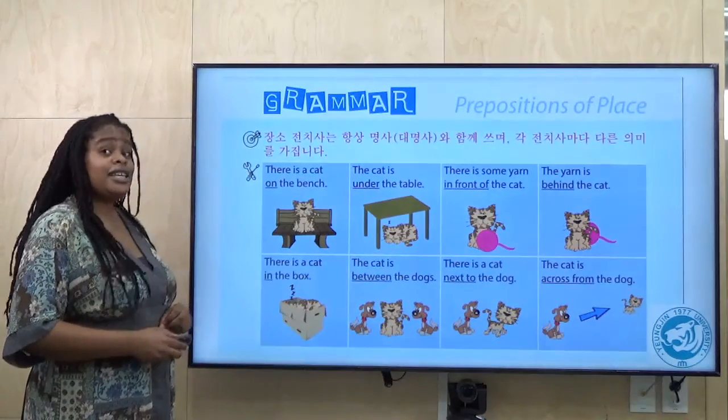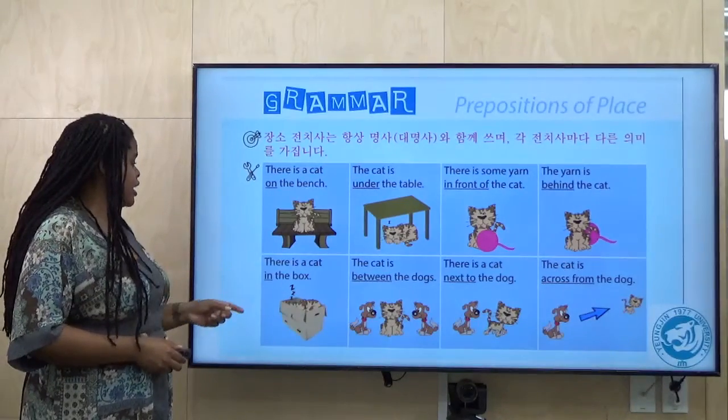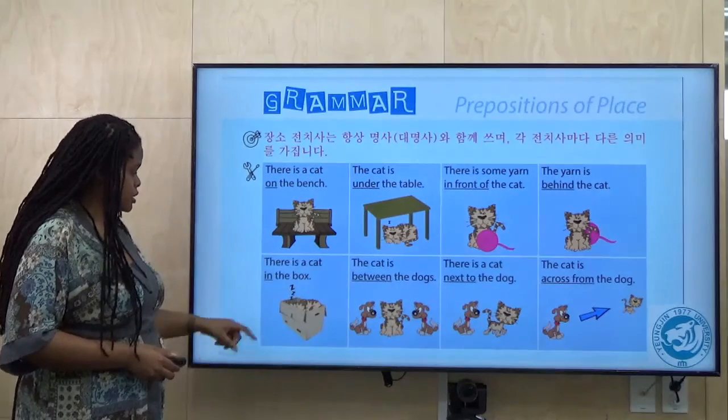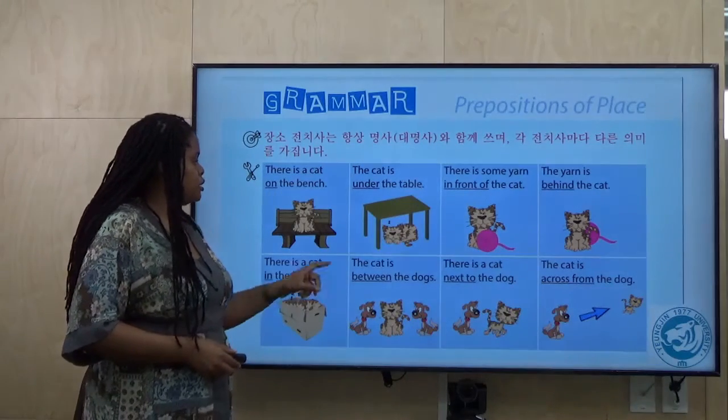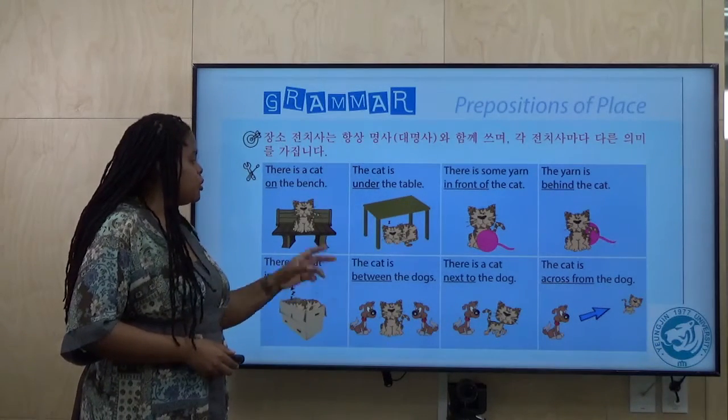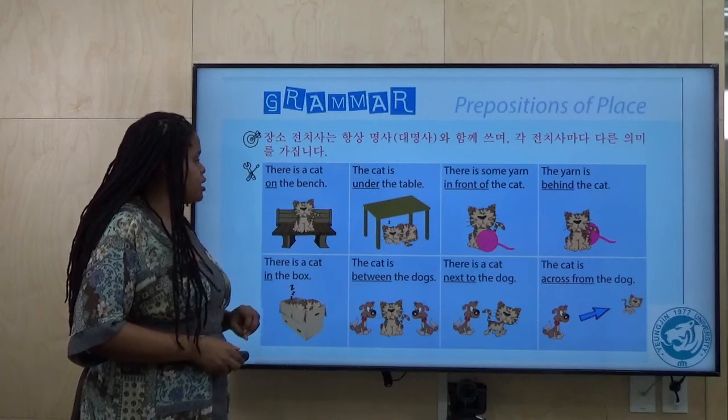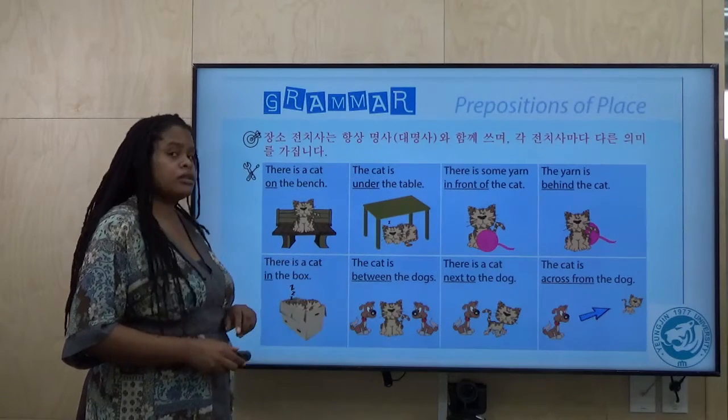Next one is in. There is a cat in the box. In the box. Next preposition, between. The cat is between the dogs.